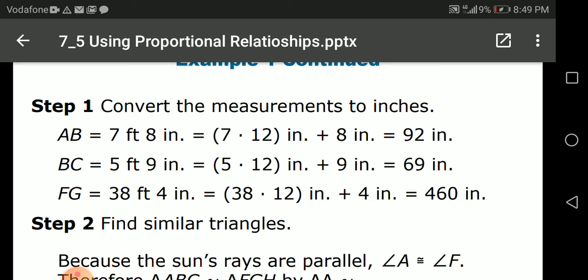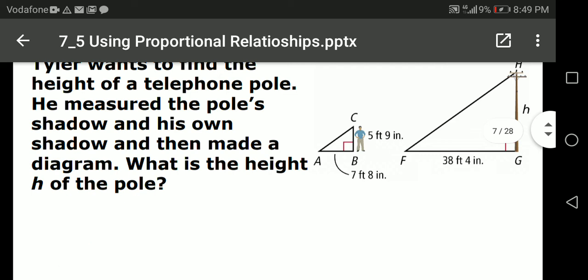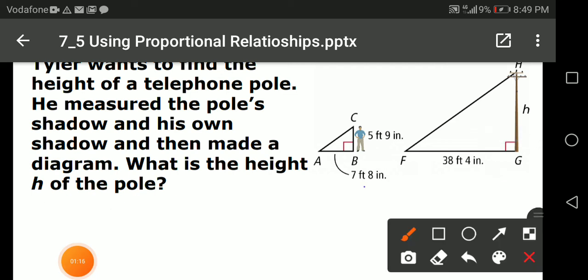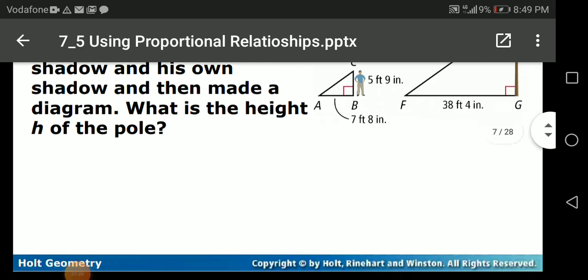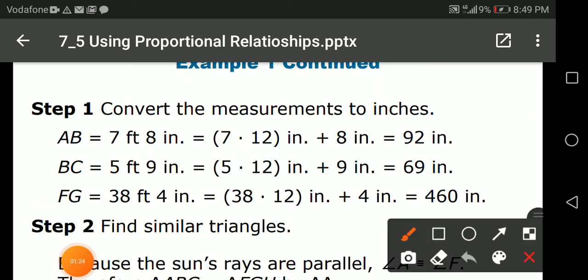Convert the measurements into inches. It's very easy. We have feet and inches, feet and inches. So how to convert the feet into inches? Very easy. Don't panic. I have here 7 feet 8 inches. 1 foot equals 12 inches, right?